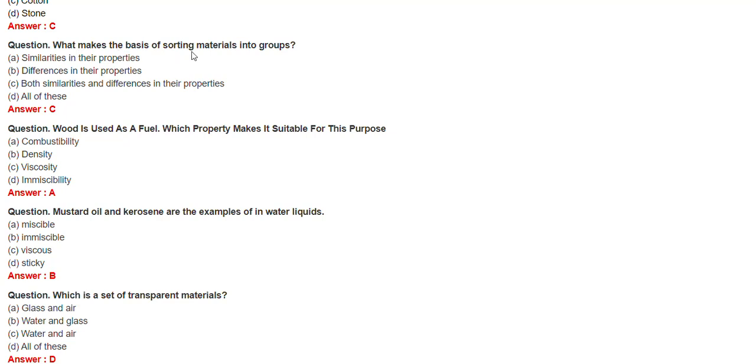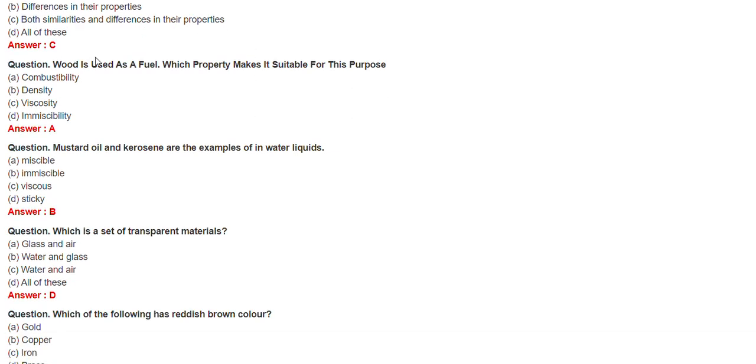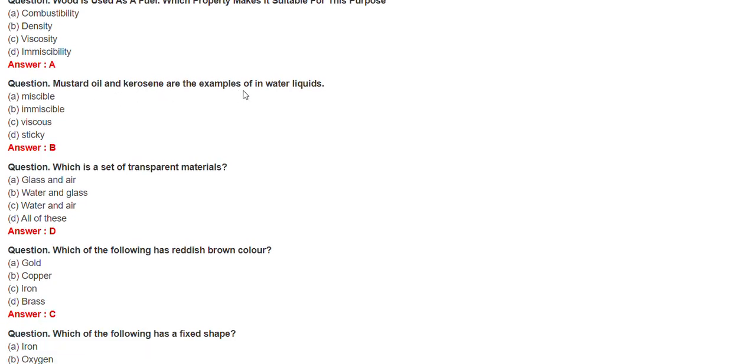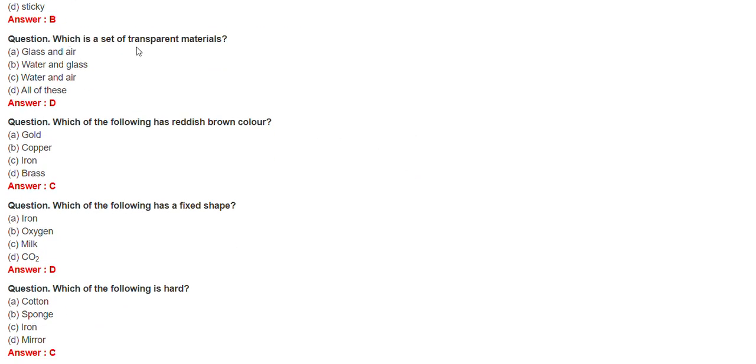What makes the basis of sorting materials into groups? Option C. Both similarities and differences in their properties. Wood is used as a fuel. Which property makes it suitable for the purpose? Option A. Mustard oil and kerosene are the examples of insoluble liquids in water. Option B. Which is a set of transparent materials? All of these, मतलब glass and air, water and glass, water and air, transparent materials.